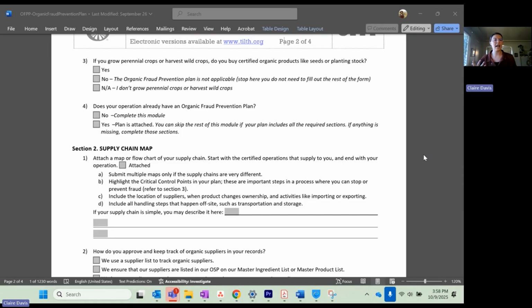So number 4, do you already have an OFPP for some reason? If so, just be sure to attach it. And if you do attach it, just make sure that it does include all of the information that we ask for in this form.